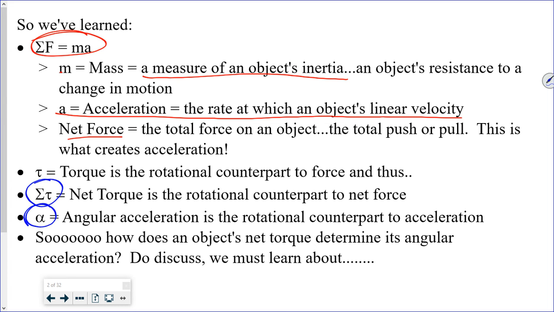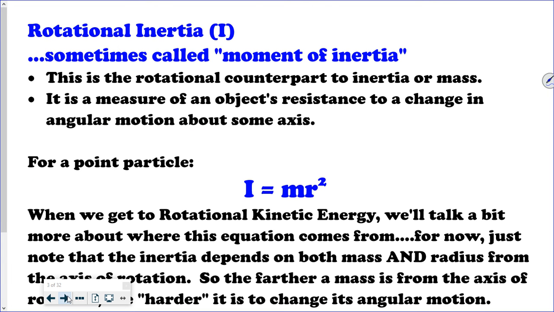So the question becomes, how does an object's net torque determine the angular acceleration? To answer that, we need to figure out what is the angular counterpart to inertia, the angular counterpart to mass. The answer to that question is rotational inertia, which is sometimes called moment of inertia, although I tend to hear that less often. I feel like people are more and more just calling it rotational inertia. But if you hear the phrase moment of inertia, it means the exact same thing. And as I alluded to, rotational inertia is simply the rotational counterpart to inertia or to mass.